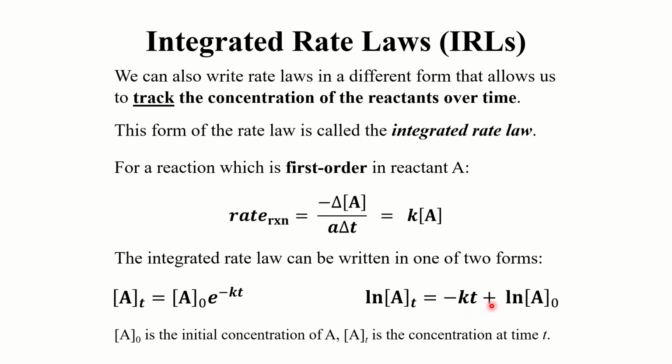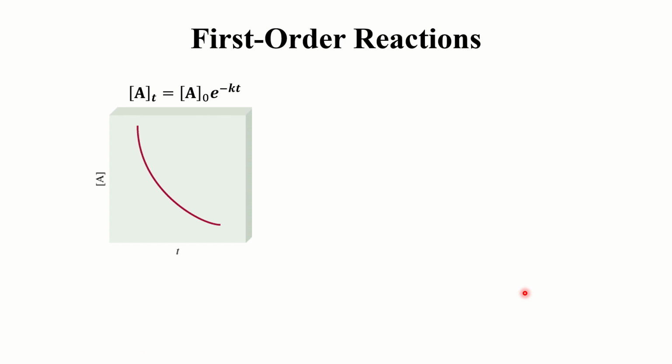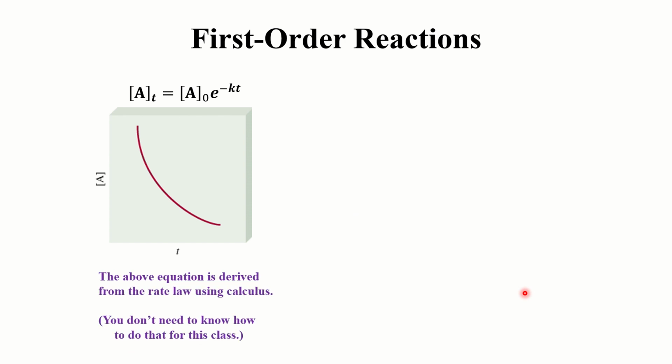K is the rate constant, and natural log A0 is the initial concentration of reactant A. The 0 here means initial. So for a first order reaction, if you were to plot the concentration of A versus time, you get something that looks a little bit like this. And this equation is essentially derived from integrating the area under this curve.